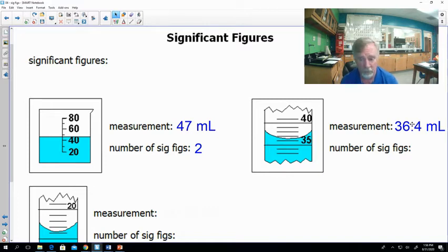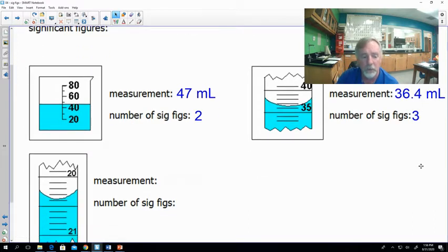We better both have that 36, but that estimated digit, we might estimate that differently from each other, but we still have to put it in. That's part of our measurement. It tells us about how precise our measurement is. All right. Well, how many sig figs do we have here? 1, 2, 3. So we have 3 sig figs in this measurement.